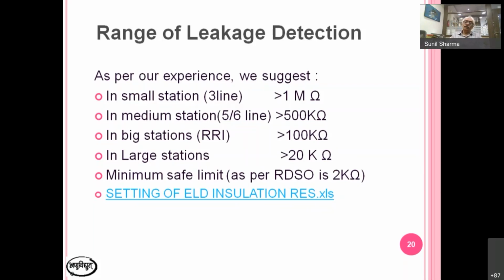In a large station, in a big station, it should be 100 and above. Medium station is 500 and above. And in a small station, because the last limit is 1 meg reference, keep it on 1 meg.